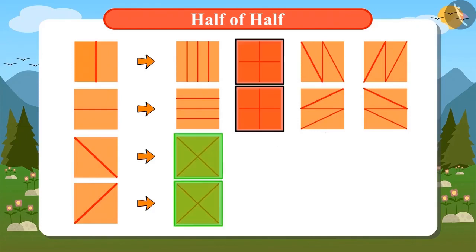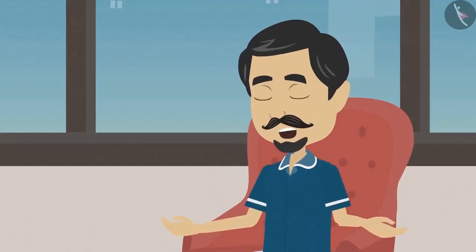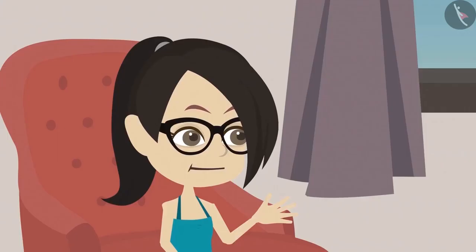But see, some of these look alike. Now we can choose one method among these for our crops. Yes, tell me, which among these looks good to you? I like this one the best. And I like this one, because it is so simple. But we will divide the field whichever way you like. Thank you, Daddy.